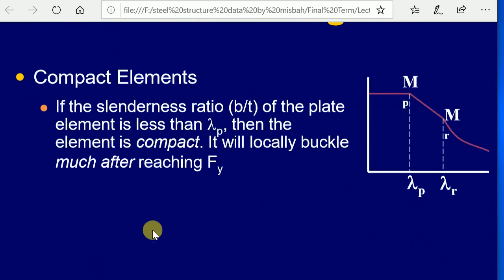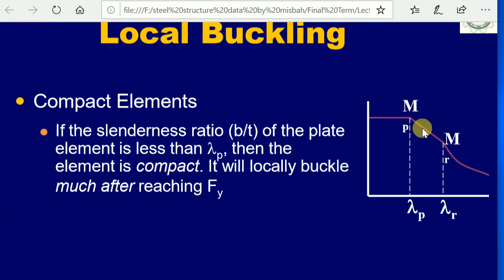We have 3 distinct regions in this graph. The first region is the plastic region. This one is an inelastic region, and this one is the elastic region. If the strength of the section lies in this zone, the section develops its full plastic moment, and the section is known as a compact section. Okay, and the element will be a compact element if its flange is compact as well as its web is compact. What is compactness of flange and web, we will discuss in this question as well.